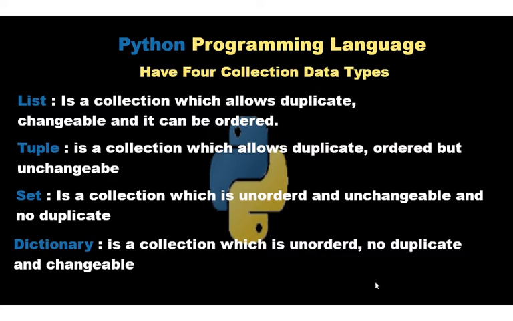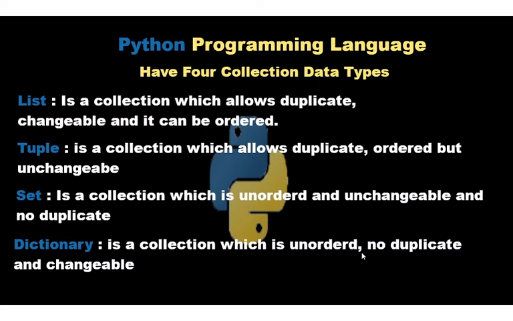The first one we have here is list, which is a collection that allows duplicates, is changeable, and is ordered. The second one, tuple, is a collection which allows duplicates and is ordered, but unchangeable. Set is a collection which is unordered, unchangeable, and has no duplicates. Dictionary is a collection which is unordered, has no duplicates, and is changeable.